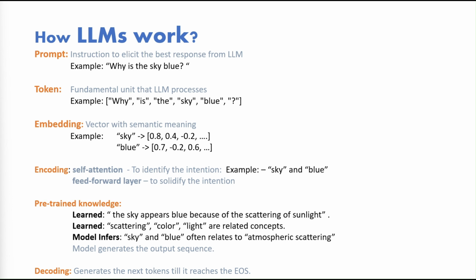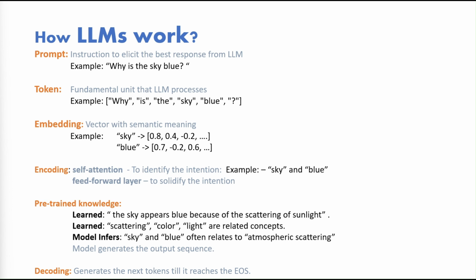Then it goes through embedding. Embedding is the process of converting tokens into a high-dimension vector, which encodes its semantic meaning using the vast vocabulary of the model. These embeddings capture relationships between the tokens you sent and the tokens in the vocabulary. Then it goes through the encoder part of the transformer architecture. Encoder does two things. One is self-attention, which focuses on relevant parts of the sentence to understand the intent. The other one is the feed-forward layer, which solidifies the intention using multiple layers of the neural networks.